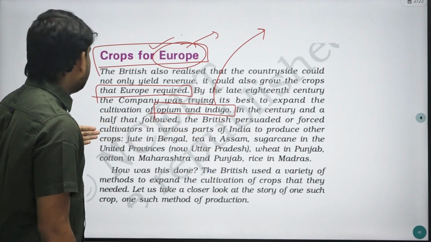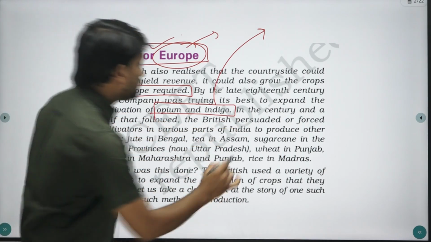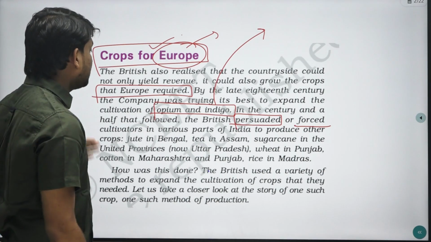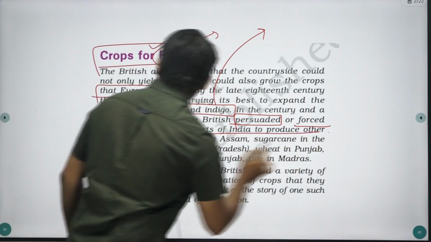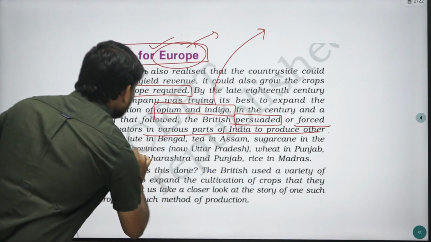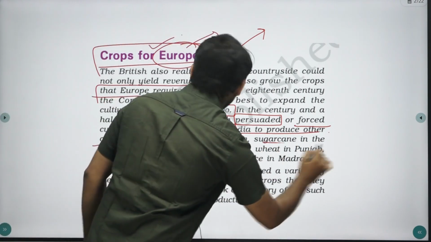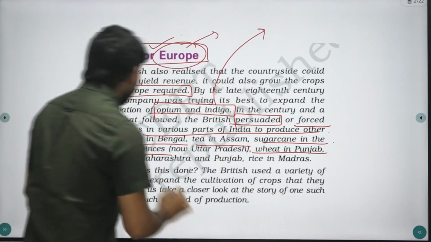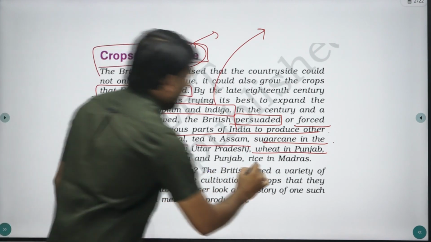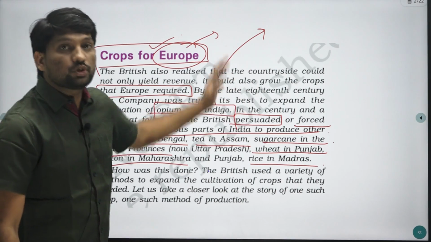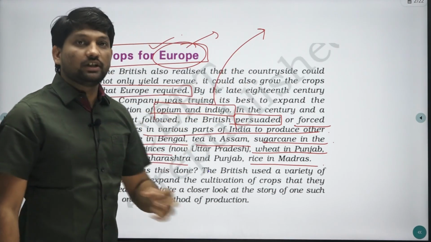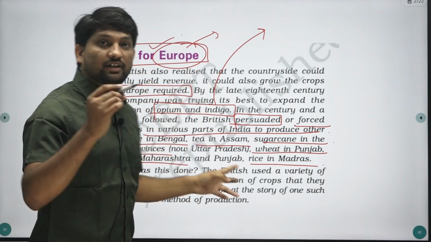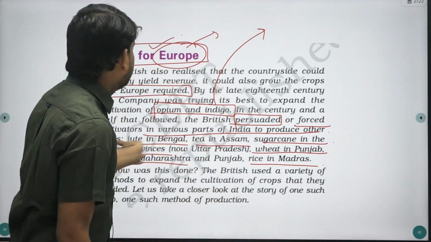In the century and a half that followed, the British persuaded or forced, remember this, most of the time the British forced Indian cultivators in various parts of India to produce other crops such as jute in Bengal, tea in Assam, sugarcane in United Provinces, means present day Uttar Pradesh, wheat in Punjab, cotton in Maharashtra, means the Deccan part, and rice in Madras. So most of the time, for the need of European industries, they persuaded or forced the Indian cultivators to cultivate the crop which Europeans needed.